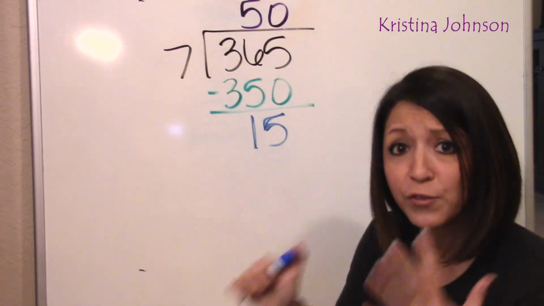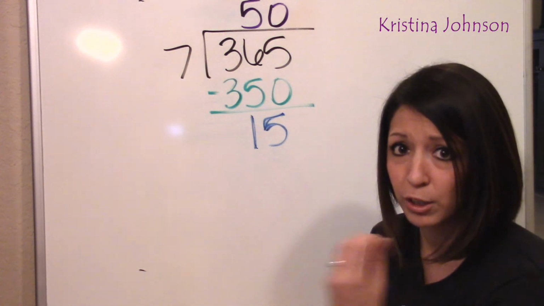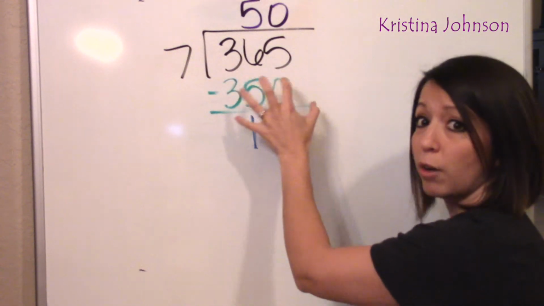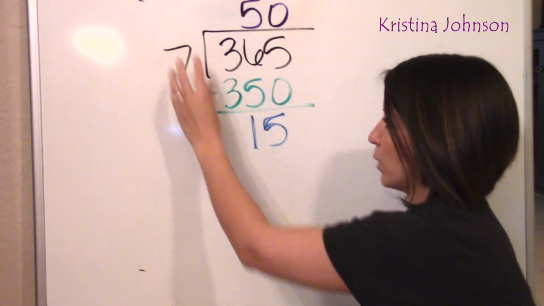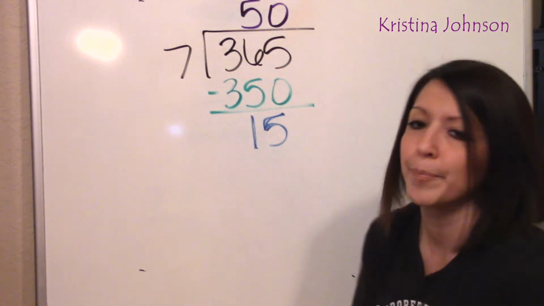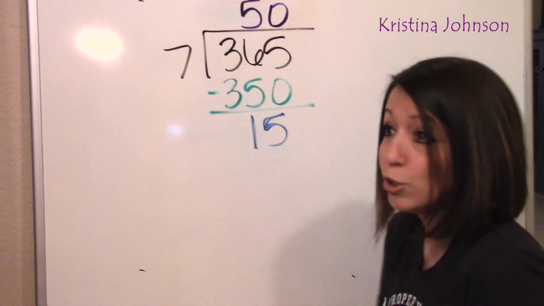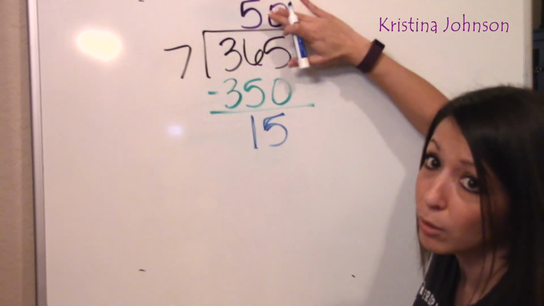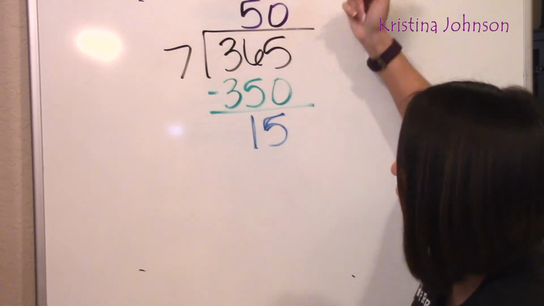Okay, guys, we have 15 left over. I still need to figure out how many groups of 7, because we already figured out 50 groups of 7 to make this big chunk right here. So how many groups of 7 would it take to make 15? Kids should get that, and we'll say 2, it takes 2. So again, up here, we could then erase this 0 and write the 2 correctly in the place value spot.